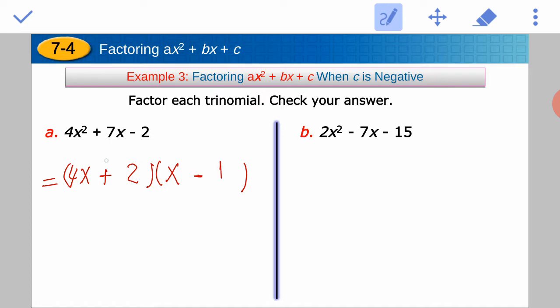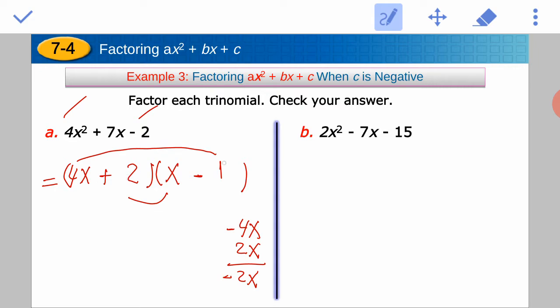Now we need to FOIL these two binomials in order to make sure whether our factoring is correct or not. 4x times x, it's 4x squared. Plus 2 times negative 1, it's negative 2. So the first and the last are okay. We need to try outer and inner. The outer, 4x times negative 1, it's negative 4x. The inner, plus 2 times x, it's 2x. When you simplify negative 4x and 2x, the result is negative 2x, and unfortunately the middle term is not negative 2x. So guys, we need to try another scenario.